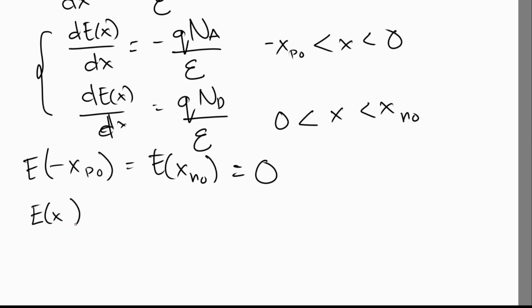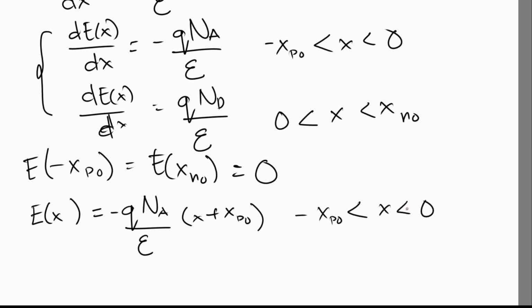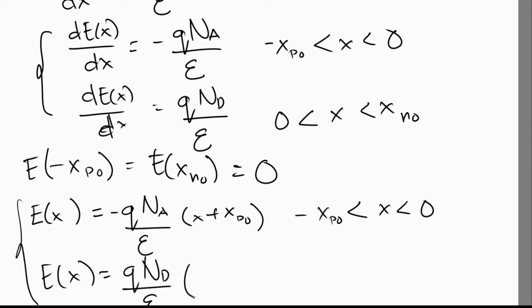E of x would be equal to negative qNA over epsilon times x plus xP0. So this is for the p-type region, from negative xP0 less than x less than 0, or from negative xP0 to 0. Meanwhile, for your n-type region, we would have qND over epsilon times x minus xN0, from 0 to xN0.